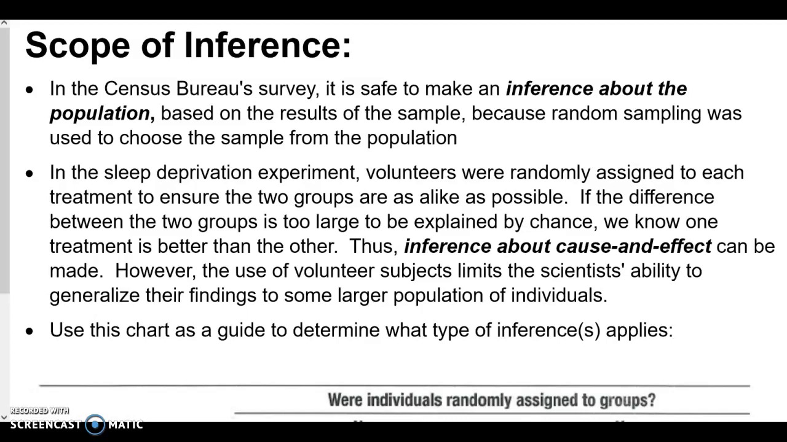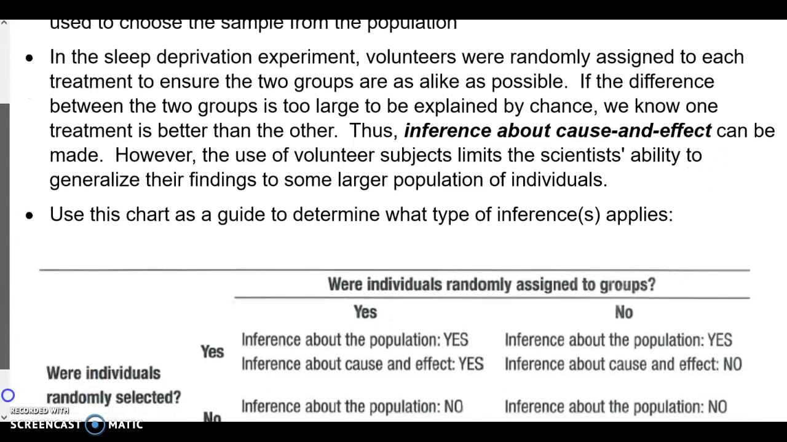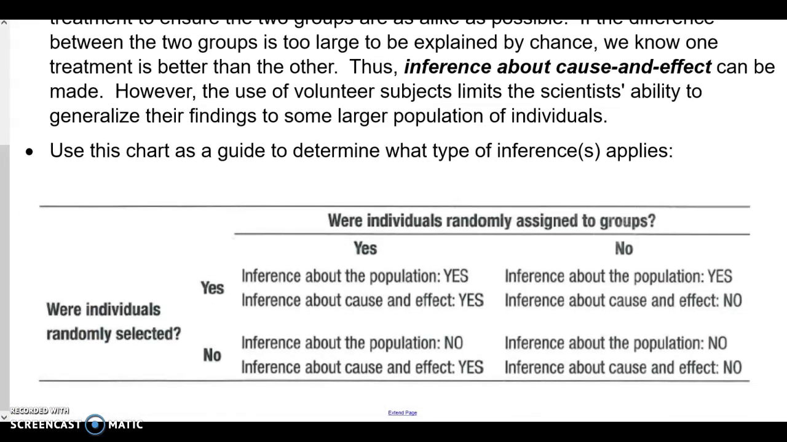So this chart below is going to be very important to us. There are 2 different pieces. Were they randomly selected and were they randomly assigned? Those are the 2 different questions you have to answer. If we're getting volunteers, then they weren't randomly selected, and that could cause some issues. If they weren't randomly selected, we can't infer about the population. All we can do is infer about that group of people that we did the experiment or sampled or performed the study on.